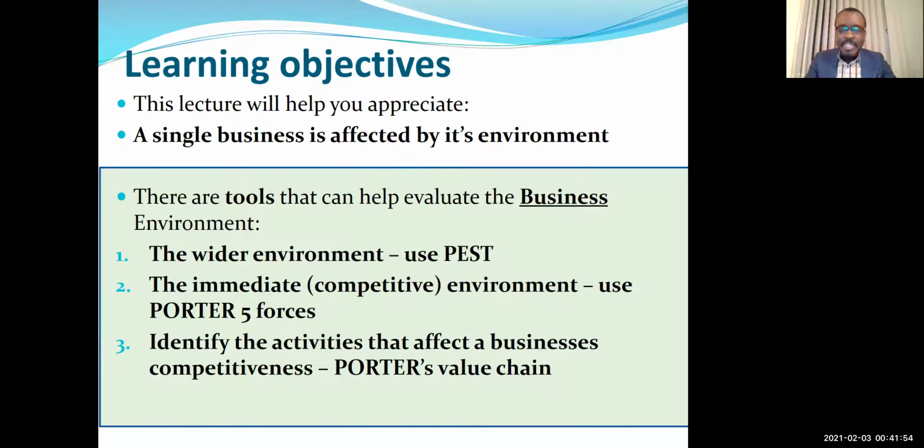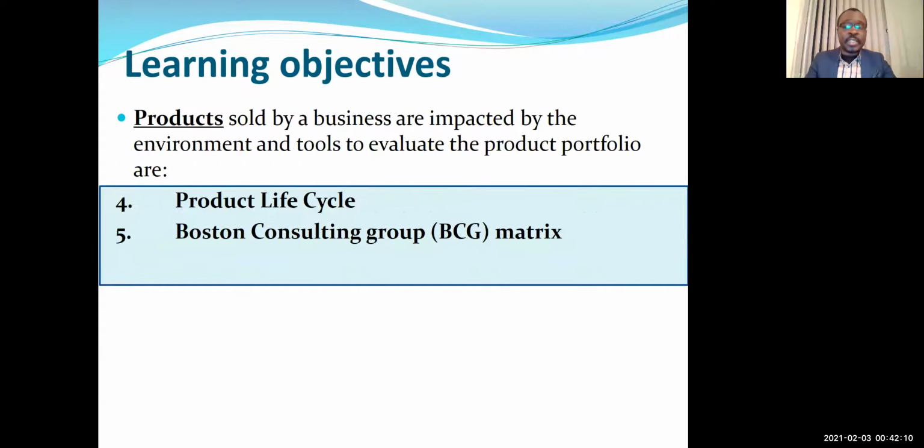We'll look at the immediate context where we use Michael Porter's 5 forces, and also identify the activities that affect a business's competitiveness in the working environment, in the larger environment. So we're going to look at Porter's value chain in this. We'll also visit the product life cycle, like any other living organism. You are giving birth to, you grow, you get to maturity, you die, you move off the scene.